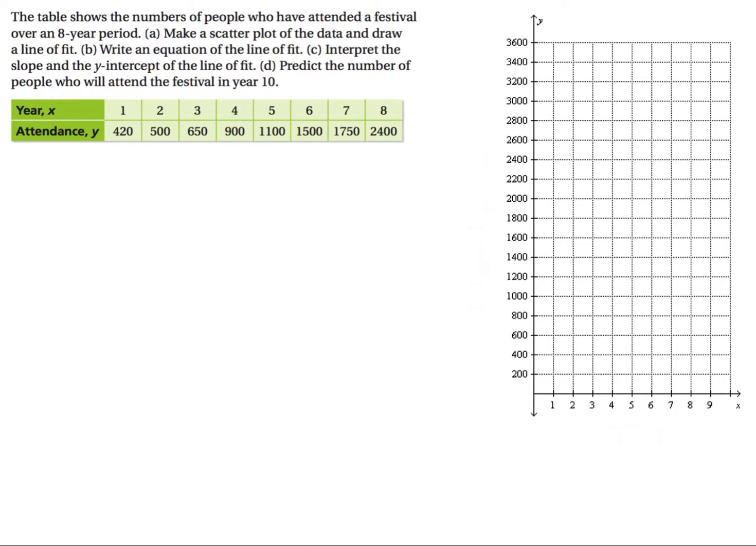Okay, next example. The table shows the number of people who have attended a festival over an 8-year period. A. Make a scatter plot of the data and draw the line of fit. B. Write an equation of the line of fit. C. Interpret the slope and y-intercept of the line of fit. And D. Predict the number of people who will attend the festival in year 10.